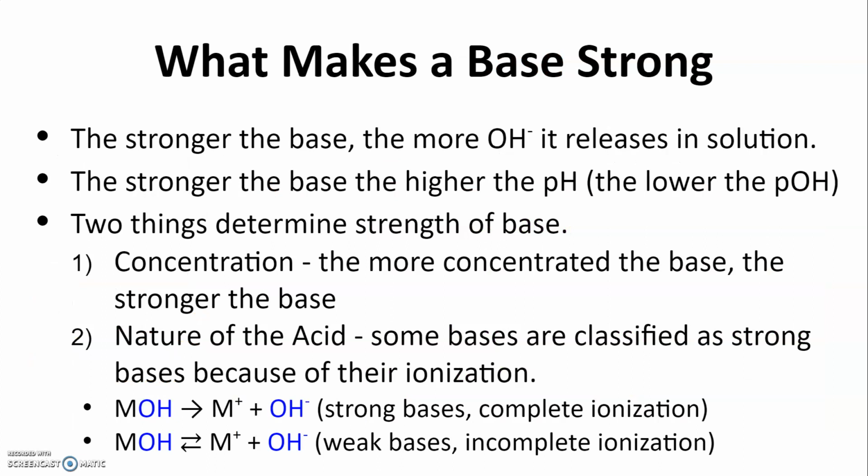Now, just like what makes an acid strong, what makes a base strong is the same sort of thing. But in this case, it has to do with the OH-. So the stronger bases release more OH- into the solution. And we know that that would have a higher pH, thus a lower pOH. Again, the same two things determine the strength of a base: concentration, but also the nature of a base.